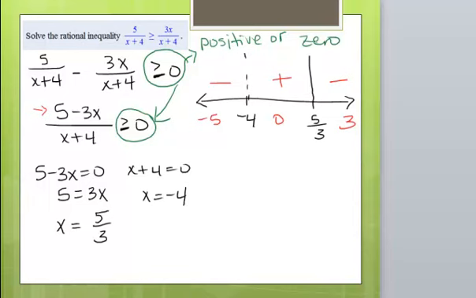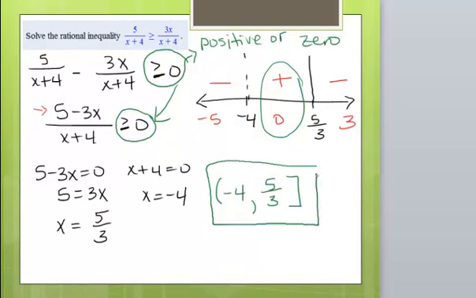Okay, so we want positive or 0. That's going to be this section. That means we do not include the negative 4, but we do include the 5/3. This will be your solution set.